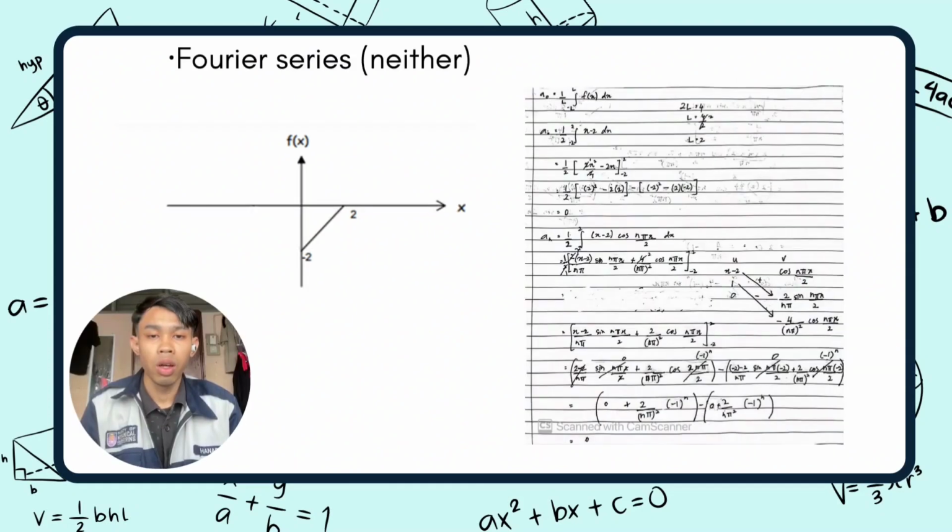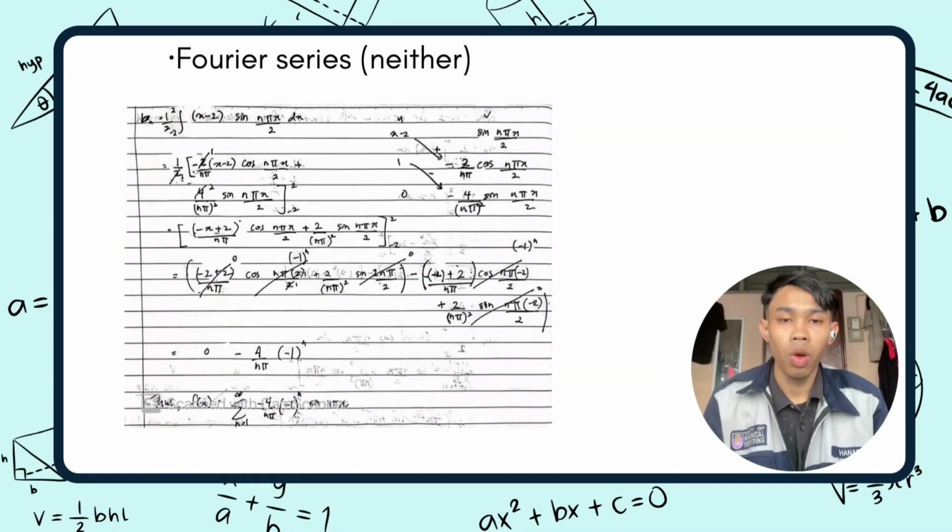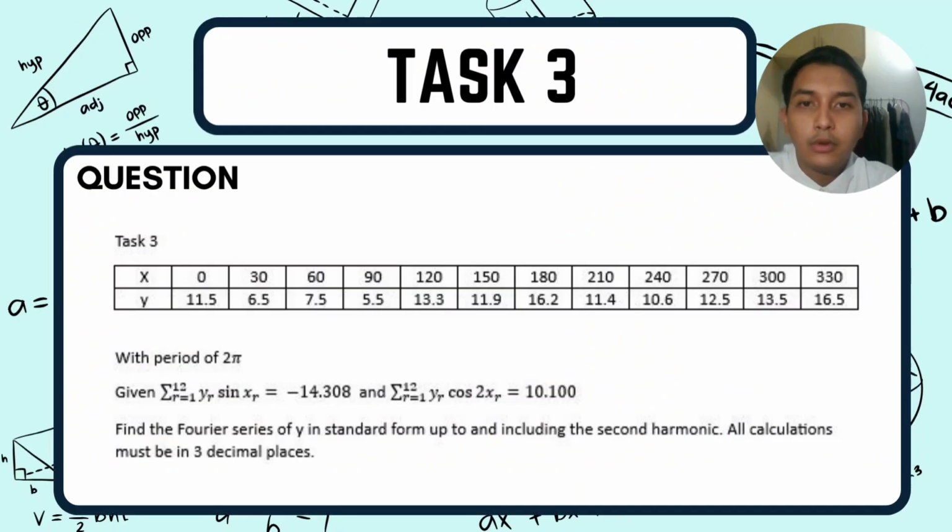Lastly is neither. For Fourier series neither, we have to find the values of A0, An, and Bn. This is the sketching for the function f(x) equal to x minus 2. Then we put the function into the formula for A0, An, and Bn. Then we solve it. When we solve the equation for An and Bn, we use the tabular method. Then we finish the equation. Thus we will get Fourier series neither.